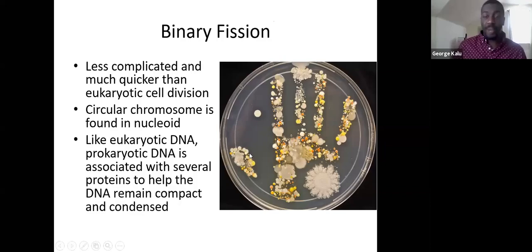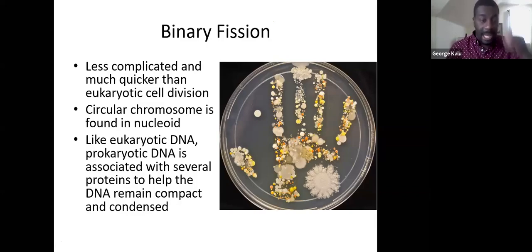Again, that chromosome that we're looking at inside these prokaryotes is going to be found in a circular formation within the nucleoid. Now, kind of similar to eukaryotic DNA, prokaryotic DNA is going to be wound around a bunch of proteins to help keep that DNA molecule compact. Compact and pretty condensed.